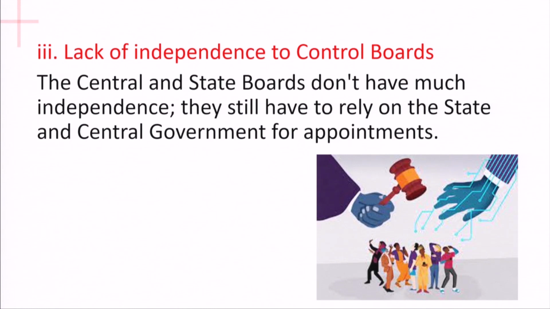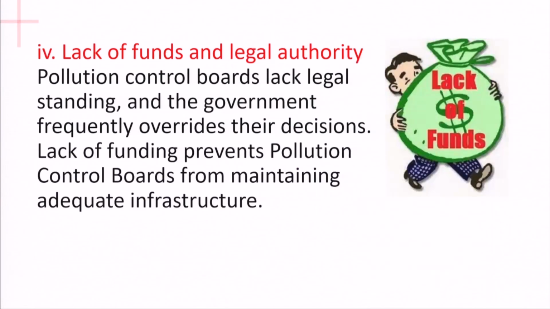For example, the penalties for breaking the Water Pollution Control Act are not very strict. Next, coming to the third issue, lack of independence of the control boards, the state control boards and the central pollution control boards. The state and the central boards don't have much independence. They still have to rely on the state government and the central government for various procedures, for orders, for appointments.